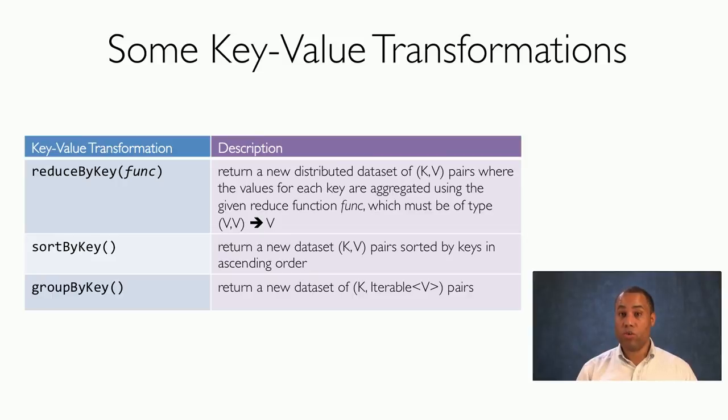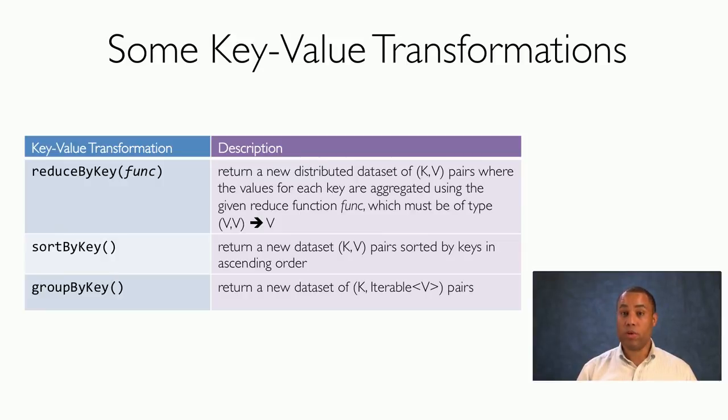Now, some of the key value transformations that we can perform include the following. Reduce by key, which takes an RDD and returns a new distributed RDD of key value pairs where the values for each key are aggregated using the given reduce function.